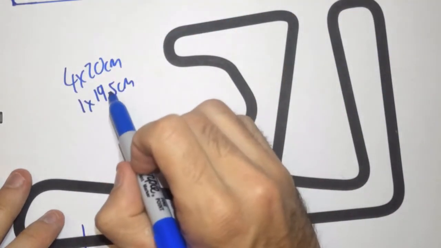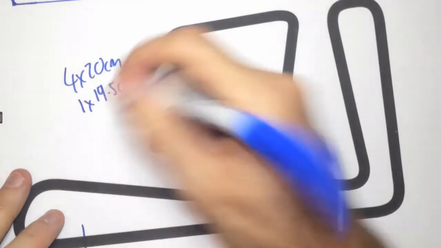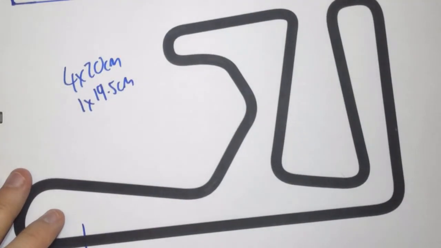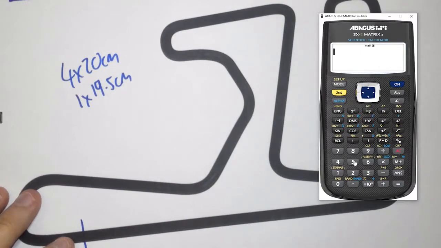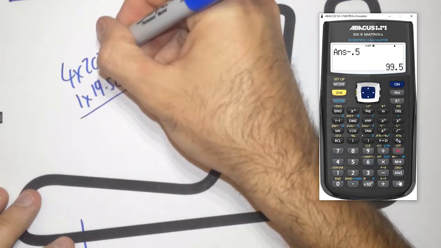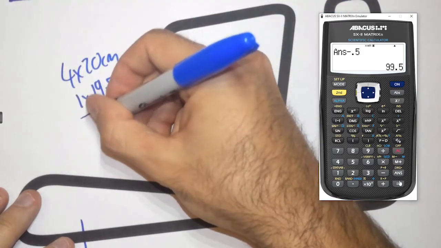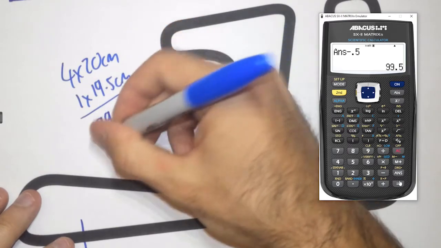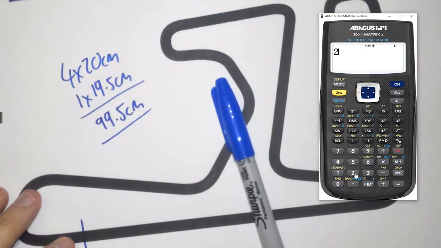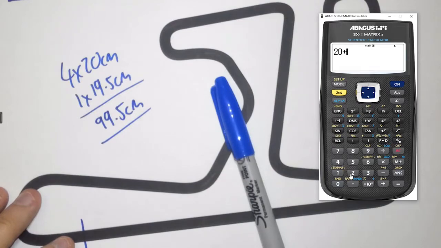So it's almost 5 lots of 20 centimeters. So if we want 5 lots of 20 centimeters, what we need to do is bring up our calculator. So we're going to have 5 lots of 20 centimeters. But we didn't quite have 5. We were about half a centimeter short. So we'll take away half a centimeter. And that gives me 99.5. Okay, so if I added up the 4 lots of 20 and the 1 lot of 19.5, we ended up with 99.5 centimeters. So the other way to do that is to physically go 20 plus 20 plus 20 plus 20.